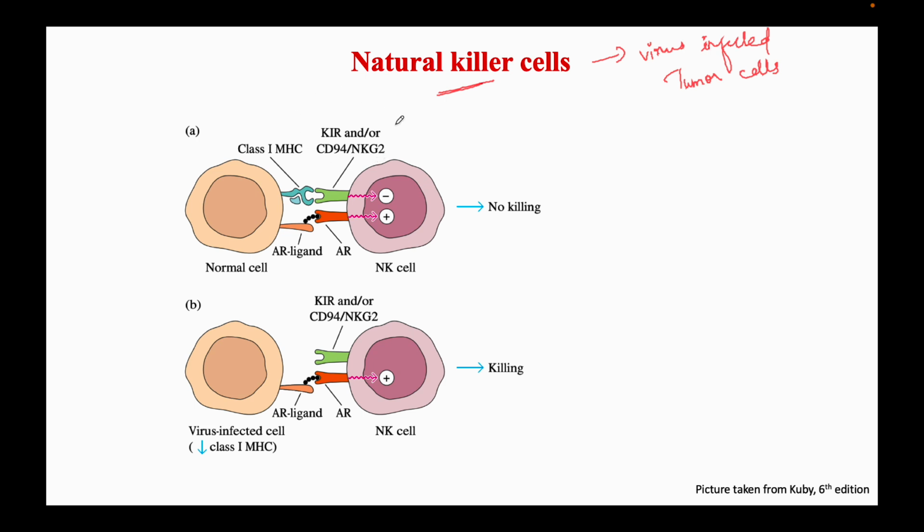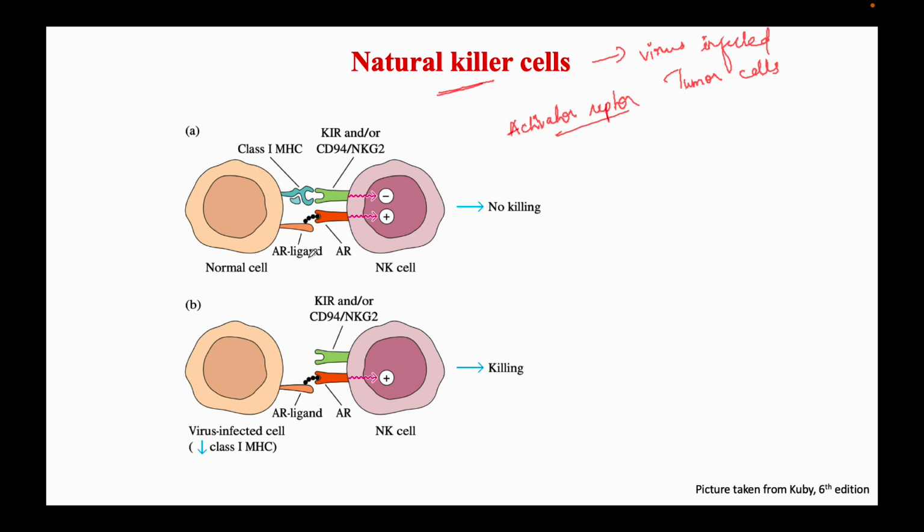Natural killer cells express the receptors KIR, CD94 and NKG2. These receptors are present on the NK cells, and along with this we also have the AR receptor, which is the activator receptor. AR is the activator receptor, and KIR is the inhibitory receptor. So the green one has an inhibitory effect, and the activating effect is from the AR receptor. I'll explain the roles of these two receptors.